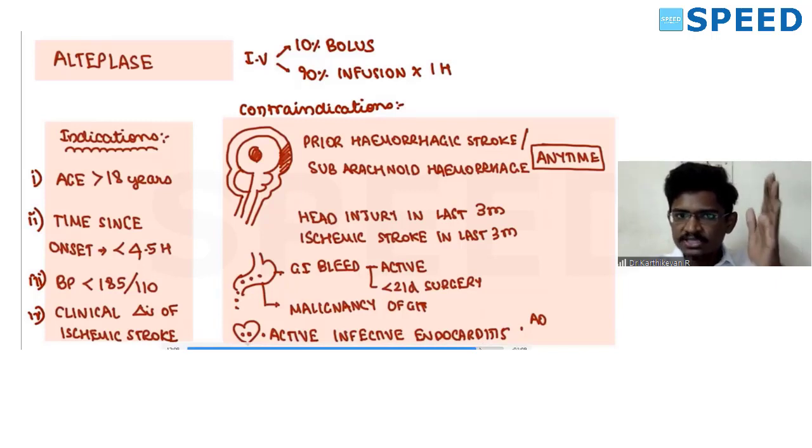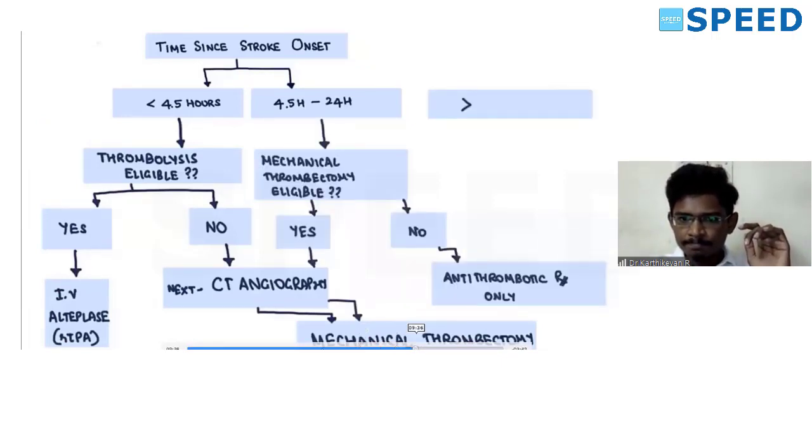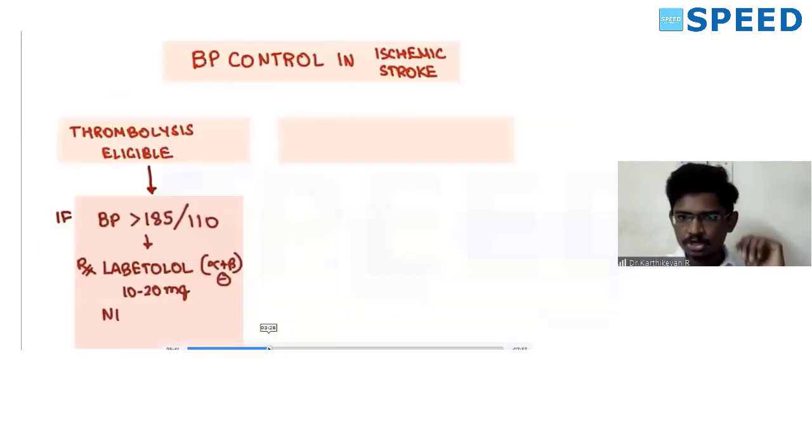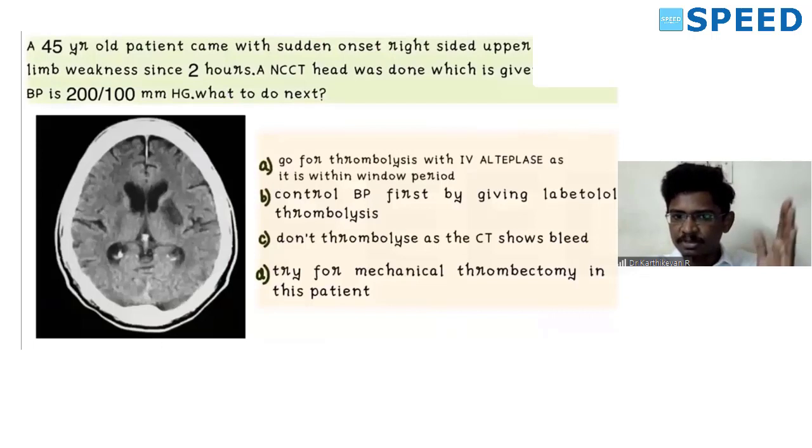Next, so all these are contraindications for thrombolysis. Indications, we saw 4 small and easy indications to learn, and contraindications are very important. Next, any aortic dissection also becomes a contraindication. Thus we learned the indications and contraindications of thrombolysis, how to approach a patient with stroke. Next, BP control in case of ischemic stroke, how to see a CT in case of a stroke, and how to handle ABC, airway breathing circulation, BP as well as dextrose control.